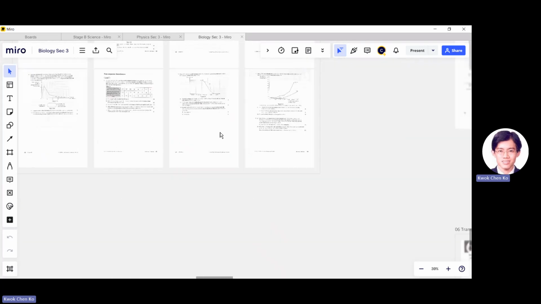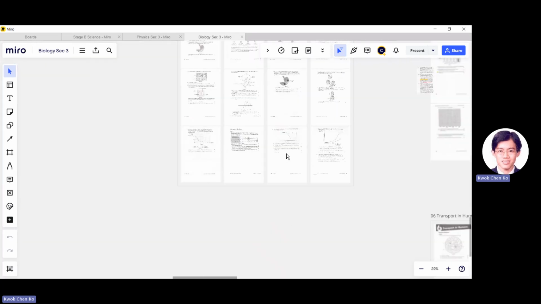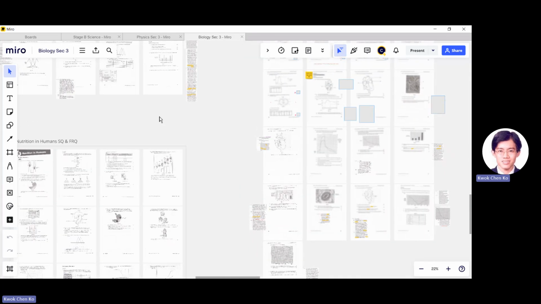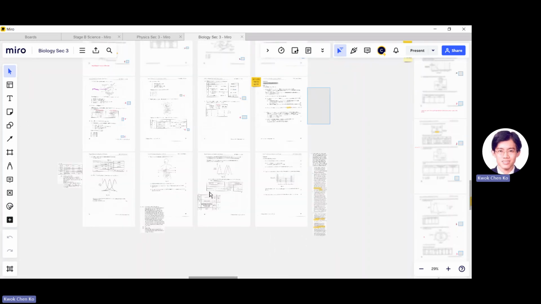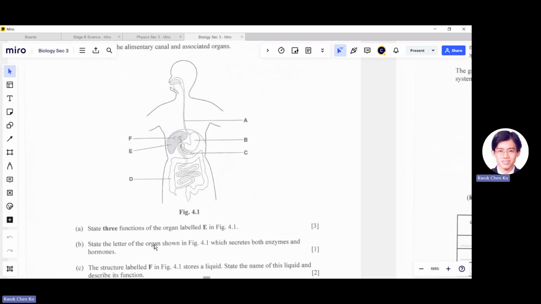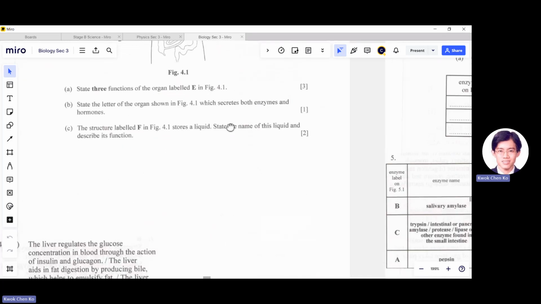Do I have an answer here? No, this one I didn't put the answer yet. Where is the one with answers? This one, maybe it's just the hair, the bristle, so it looks very long. Then state 3 functions of the organ labelled E. They will actually ask about this one. You better know what it is. 3 marks, this one not too bad.